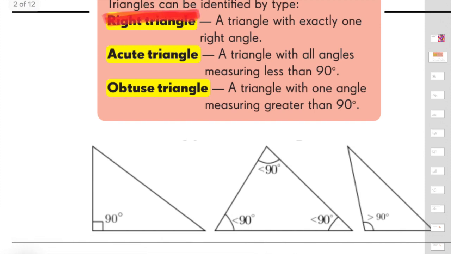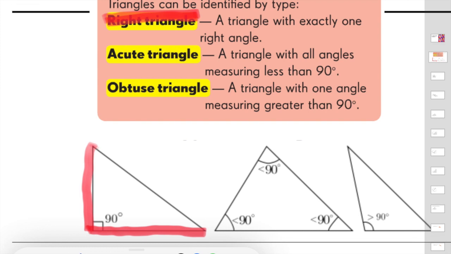So a right triangle has exactly one right angle. So you can see down here on this triangle, it has one right angle. So this triangle would be classified as a right triangle.